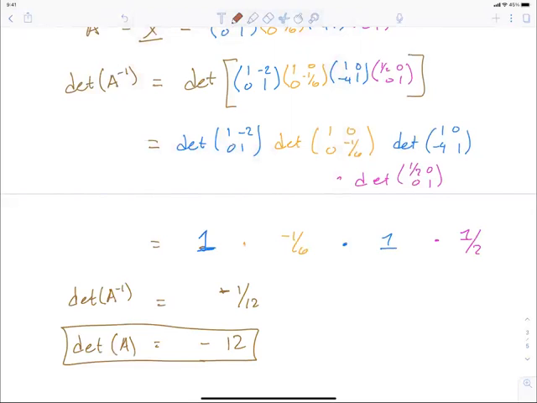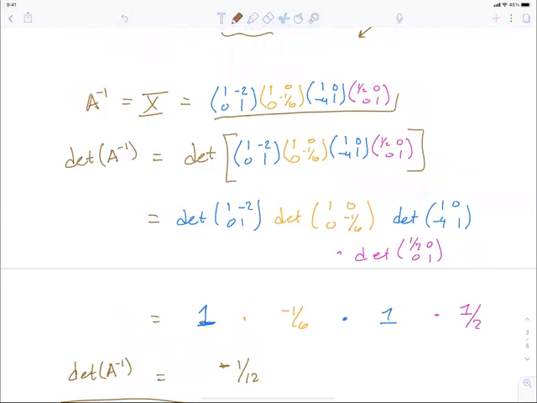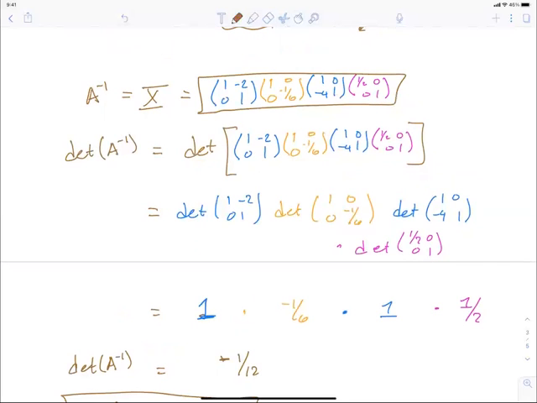Now that's a lot of work. So part of the reason I'm doing this is to show you a lot of things. One is that you can break down every matrix into a product of elementary matrices, but also to show you why this works. And now what we're going to do is shortcut this process a lot more. We're going to go back and figure out where the numbers come from. Where do the 1 and the minus 1/6 and the 1/2, where do all those numbers come from?